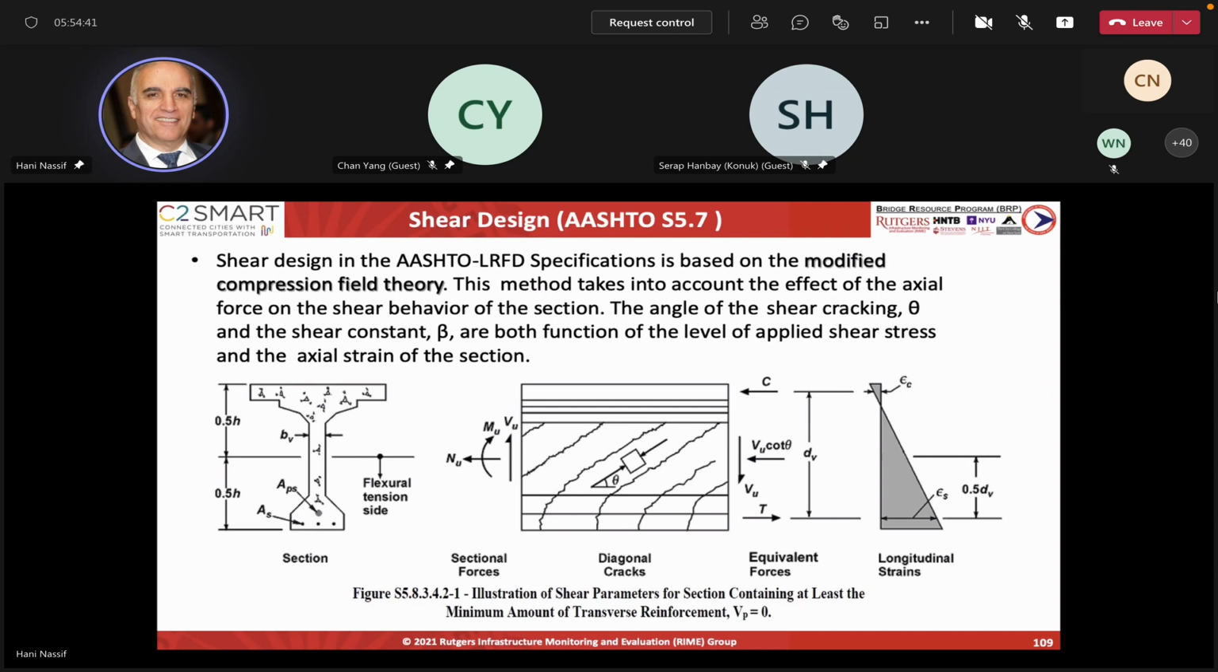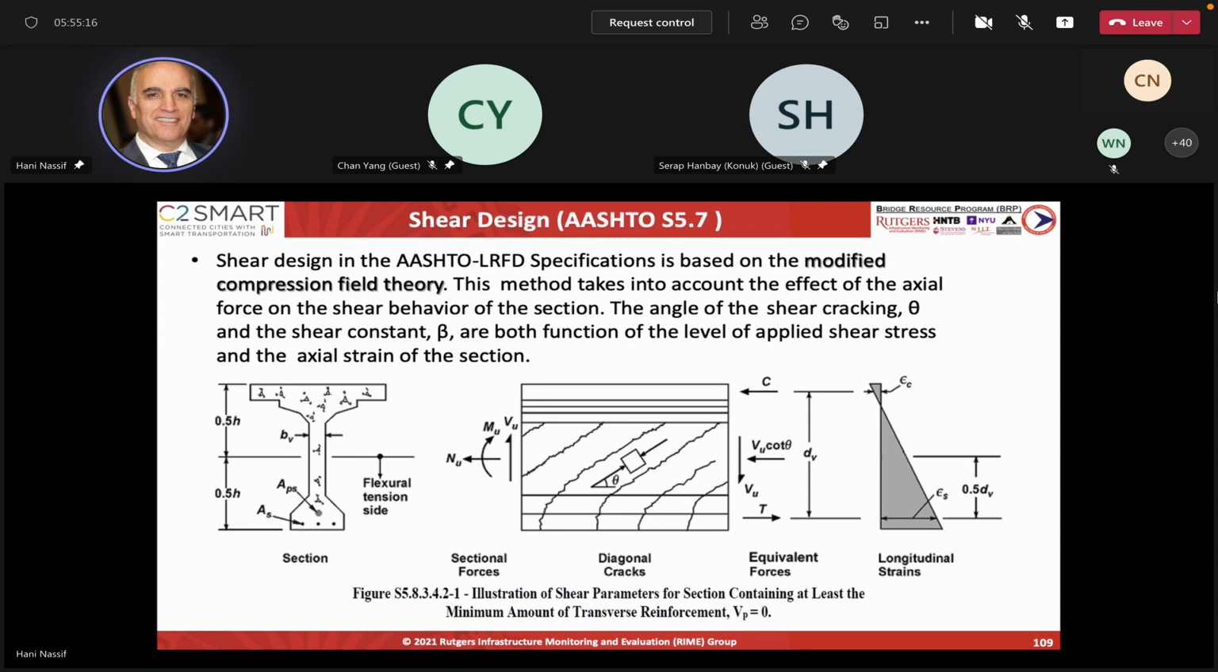It was conservative. However, the modified compression field theory came and changed that by saying, wait a minute, when we're testing, the crack in the concrete is not always at 45 degrees. Because of the presence of the reinforcement and other factors, the strain compatibility, we got the angle of inclination of that crack to be about 20 to about 30 degrees. It doesn't really go up to about 45 degrees.